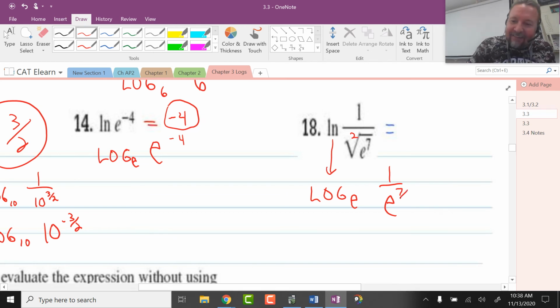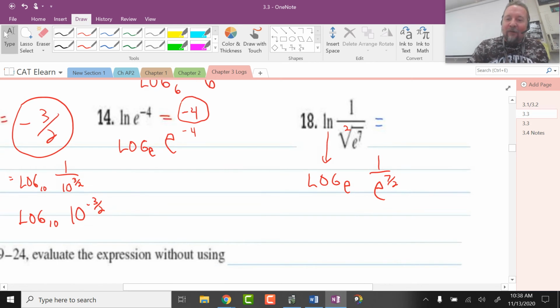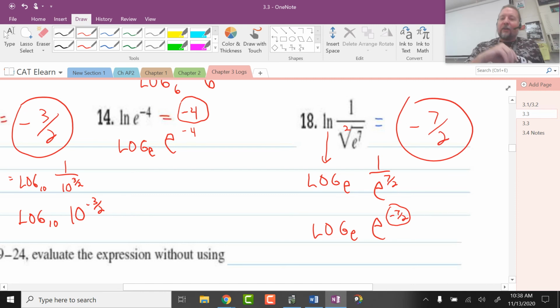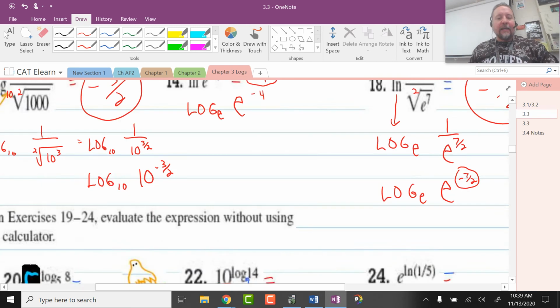7/2. Okay, and then Antonio, how does this turn into e to a power? How do I flip that? What does the exponent become? There you go. So what is the answer to this question? Okay, I was hoping you could do that quick so you see 7/2 and then it's a negative exponent. So -7/2 is that answer.